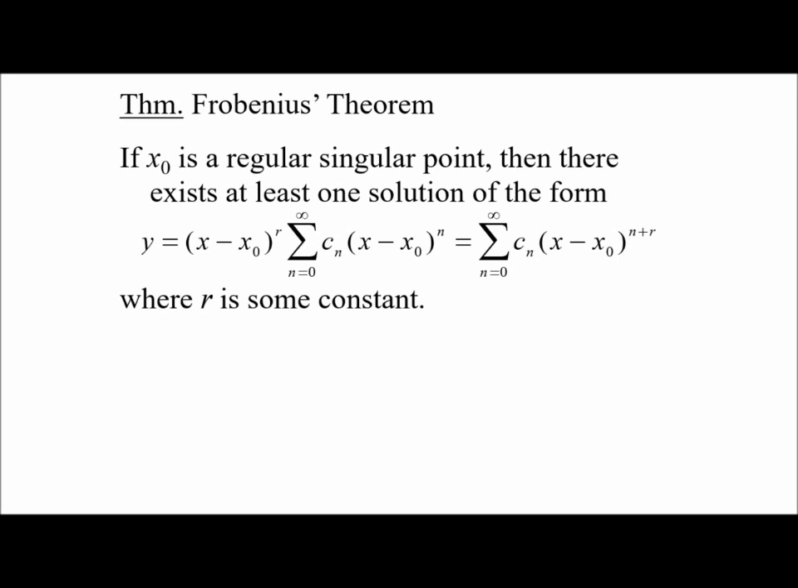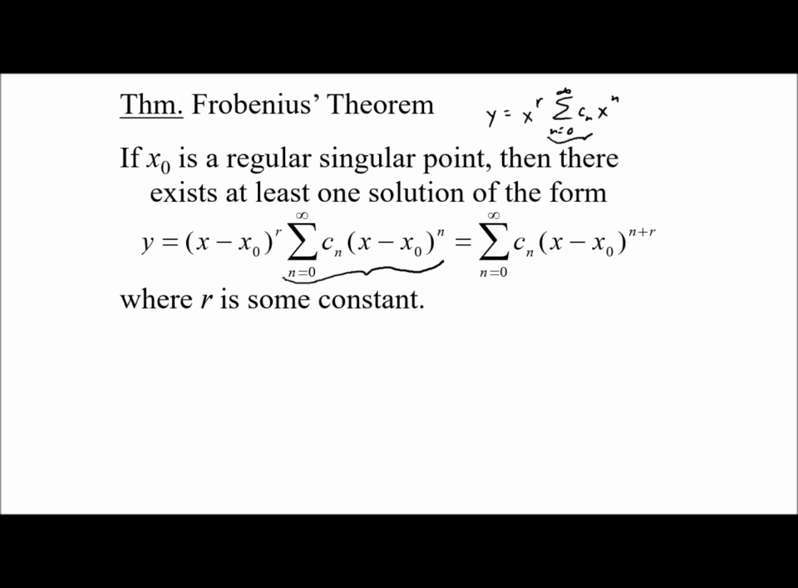Now, if x naught is a regular singular point, then there exists at least one solution of this form here. Now, what I want to point out is that this is that power series centered at x naught that we've been working with so far. And by the way, for our purpose, again, generally we're centered at 0. So this would all be written as x to the r times the sum n equals 0 to infinity of cn x to the n. This is what it looks like if our x naught is 0.